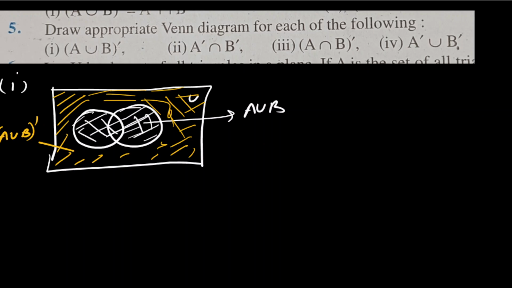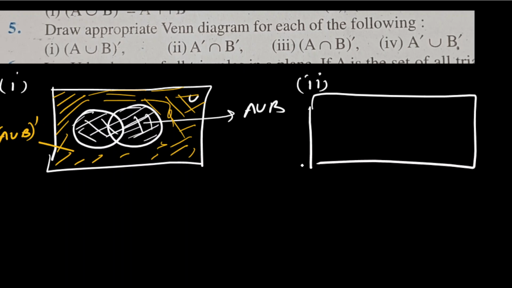Okay, so let's do the next one now. See, the next one is part second. I'll just draw. So I have to draw here A complement intersection with B complement. Okay, so this is set A, this is set B. So if this is set A, we'll just use a different color.